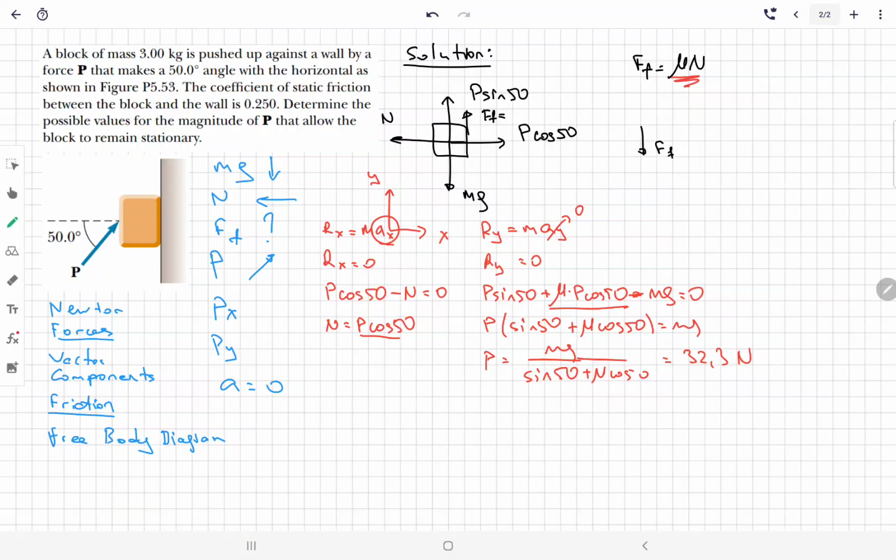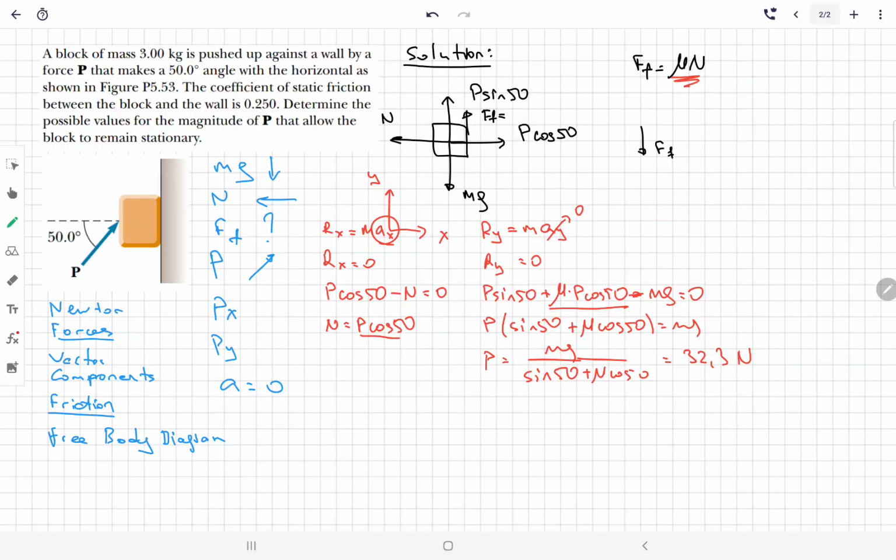What does it mean? If you apply force less than 32.3 newtons, it will go downward. This is a minimum force to keep it at rest. If you apply smaller values than 32.3, it will go downward, because friction force is upward and it reached its maximum value, and when you apply less force it will go downward. So it means this is a minimum value.